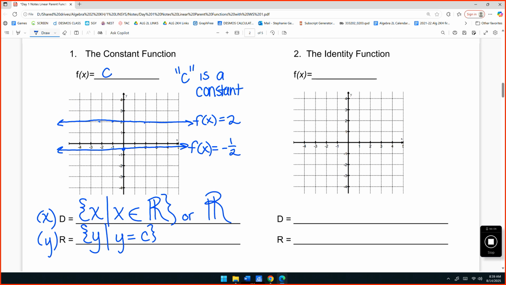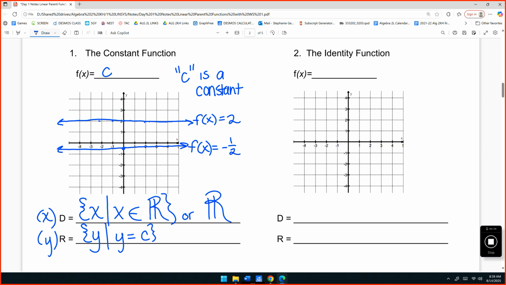Now we can go over to the parent function, the identity function. That's when x and y are the same thing. When x is 2, y is 2. When x is 3, y is 3. f of x equals x. That's our parent function. So when x is 0, y is 0. When x is 1, y is 1. And we start building the line that has a slope of 1 and a y-intercept of 0. This is our parent function.